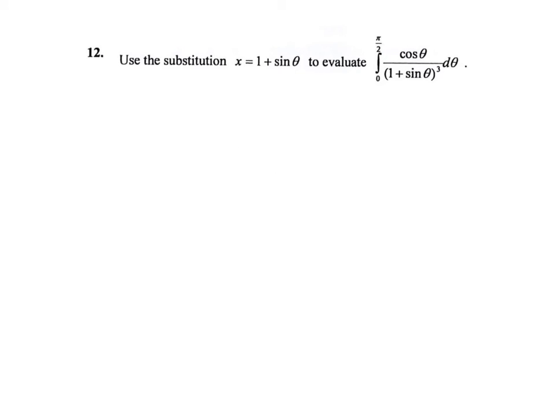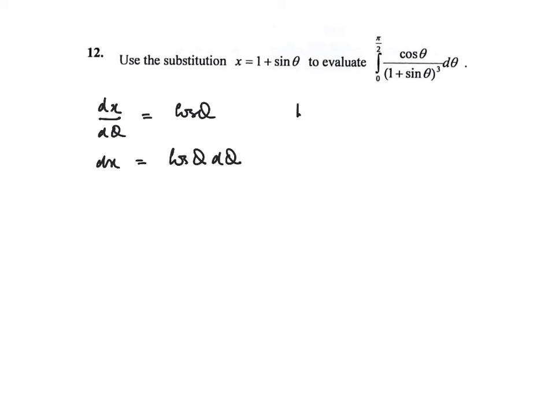Integration by substitution. What we're going to do first of all is, so dx by d theta equals cos theta. So I can replace dx then with cos theta d theta. Rather, I can replace cos theta d theta with dx. So we're changing from theta, a variable theta, to x.